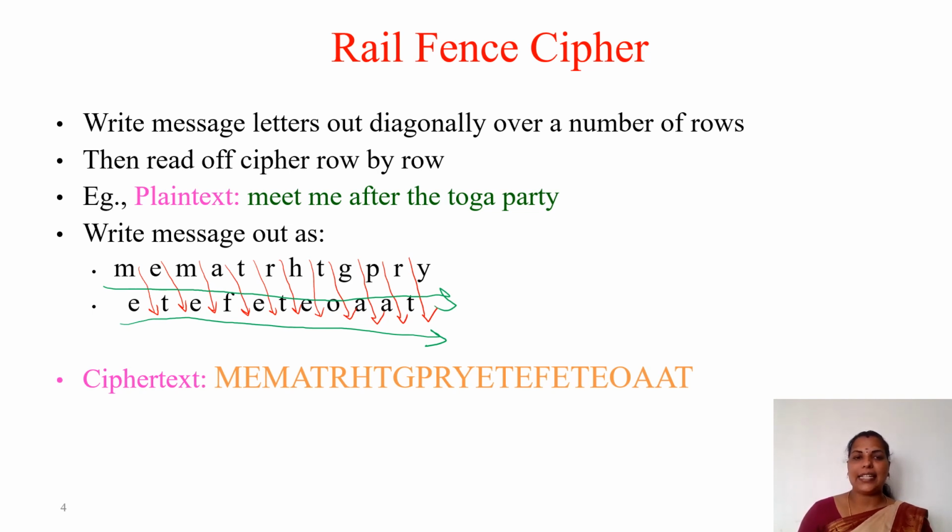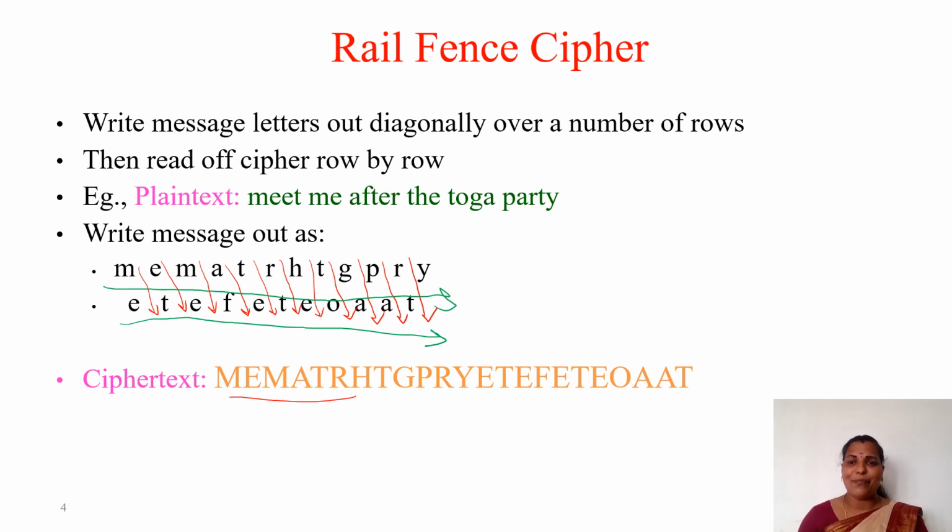How we are writing: the plain text is "meet me after the Togo party". We write it in this diagonal way. Then after finishing writing, we have to read it row by row. So here we read MEMAT, MEMAT, and so on. This green line you have to look into. For writing, you write diagonally, following the red line. And for reading, you see the green line, row by row.